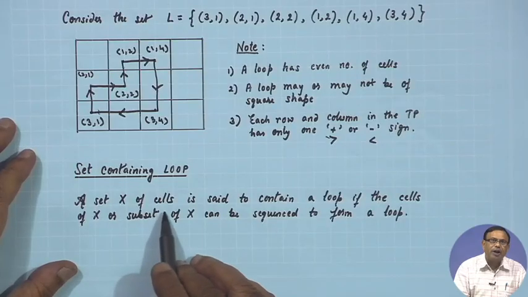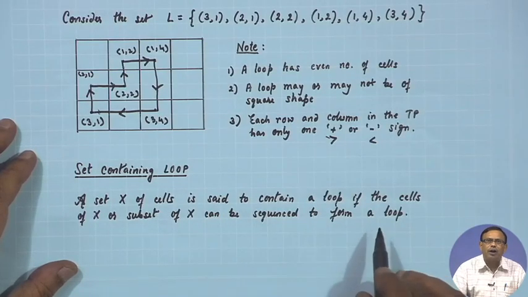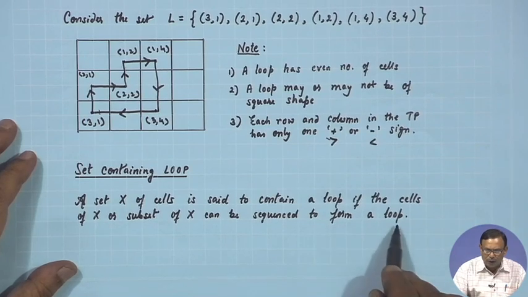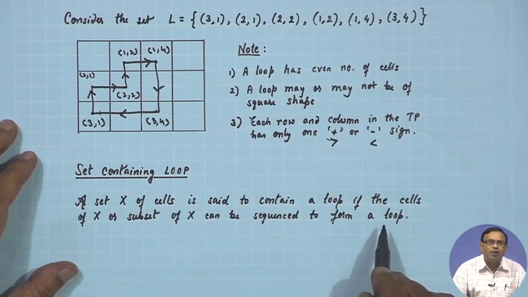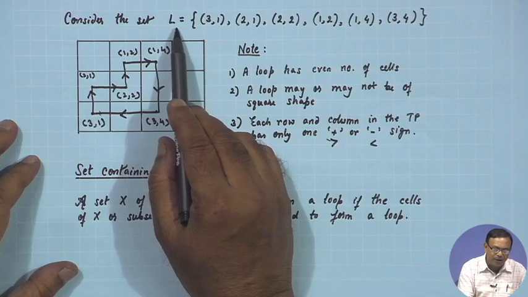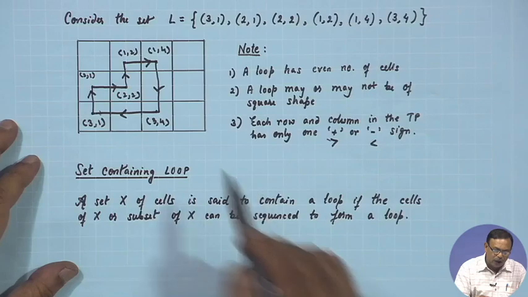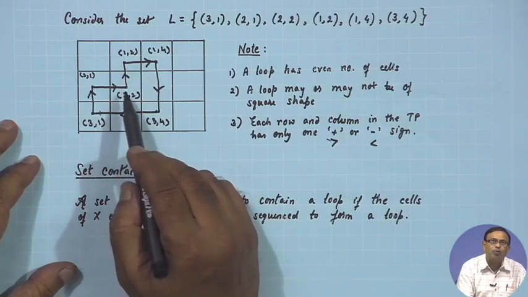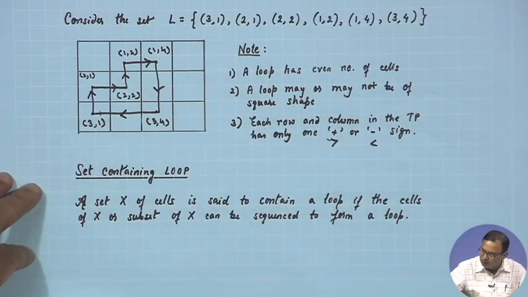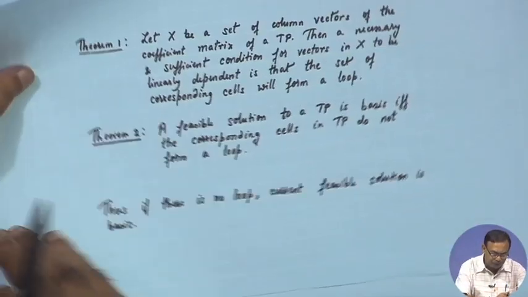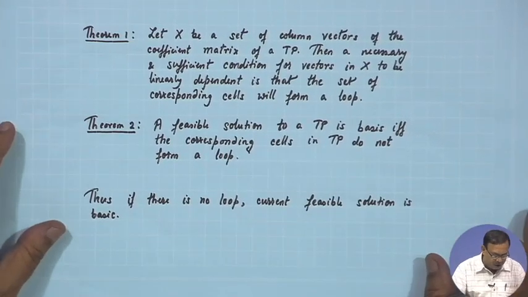Next one is the set containing a loop. A set X of cells is said to contain a loop if the cells of X or a subset of X can be sequenced to form a loop. So, please note this one. Here also I have taken a set L, and the way I have drawn it, I saw that it is forming a loop. Therefore, the set L we call as forming a loop.